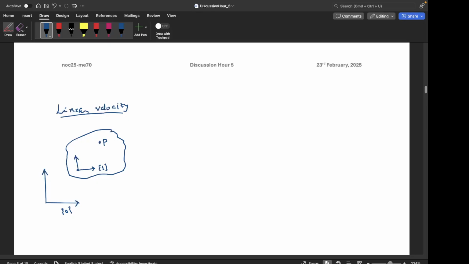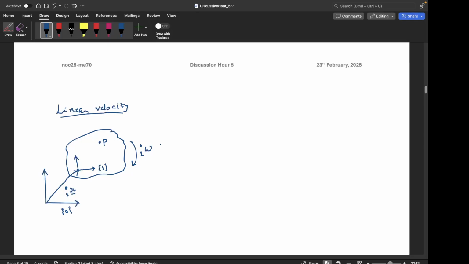There's a point P, and basically the position vector from here to here is given as r01, right? And then this body has some angular velocity omega, that is, this frame, seen from this 0th frame, is rotating with an angular velocity omega, right?